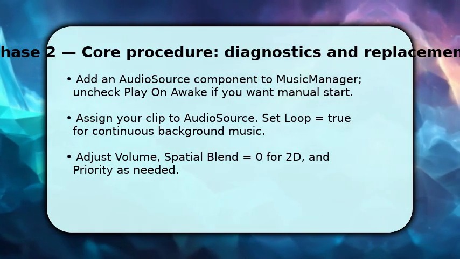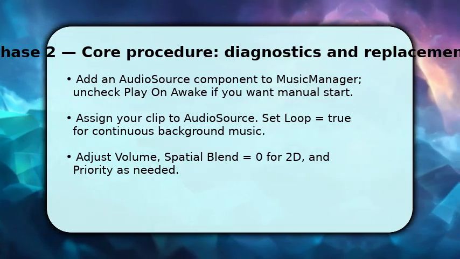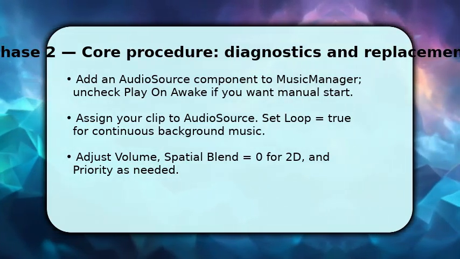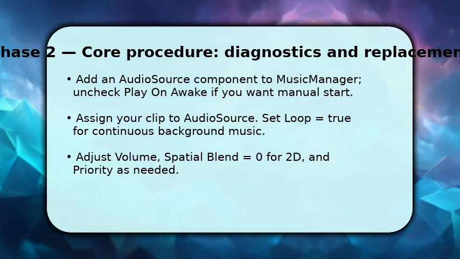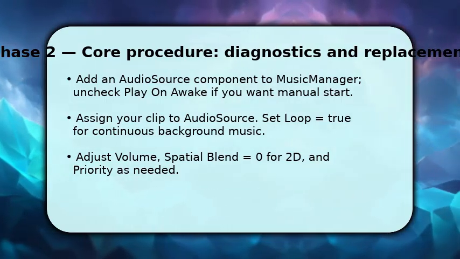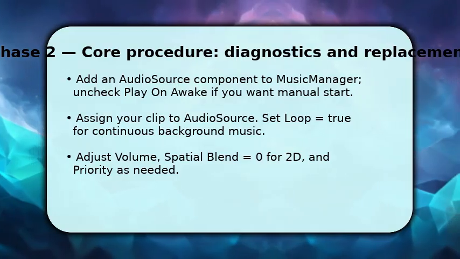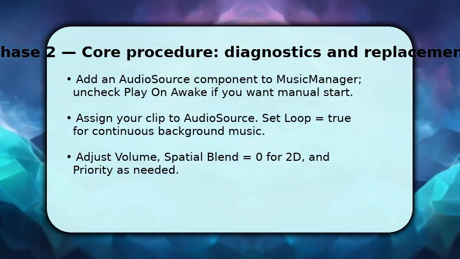If you prefer script control, leave play on awake unchecked and call audio source.Play from code. Also tune volume and priority to keep music balanced against effects. This gives you precise control over how and when music plays.